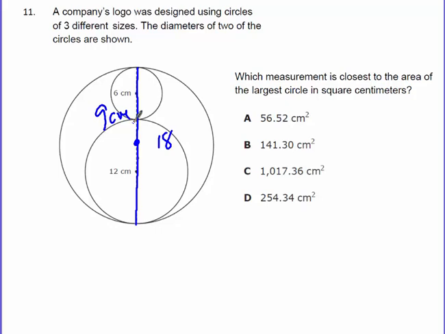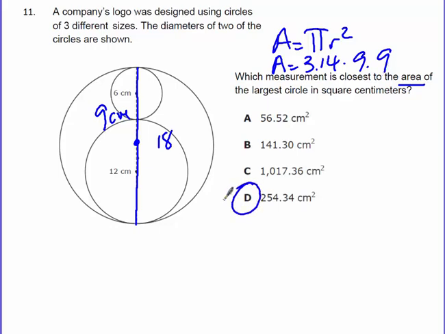Now this one I'm just finding area. So this one's just an area formula. That means it's A equals pi r squared and no h. It's just pi r squared. So in this one, A is equal to 3.14 times the radius times radius, which is 9 times 9, which then gives us an answer of D, 254.34 centimeters.